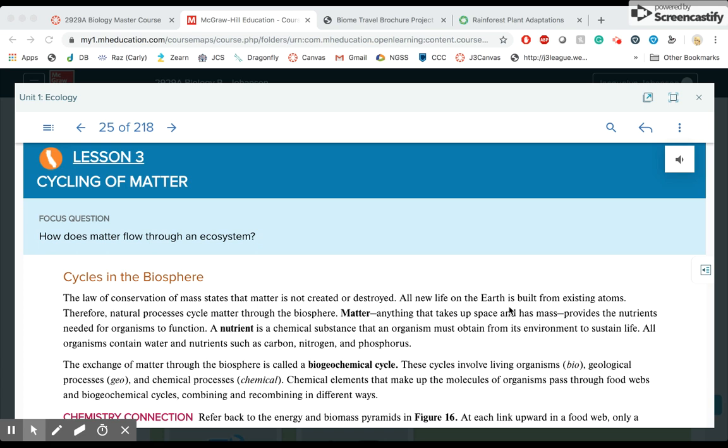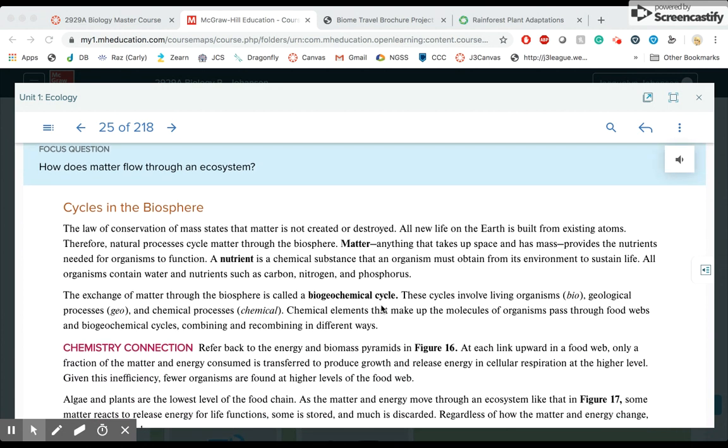In this lesson, we're going to be going over the cycling of matter. This is out of your ecology unit. And a lot of nutrients, that means things that an organism needs to survive, they actually have to be cycled through an ecosystem. So they're not present all of the time.